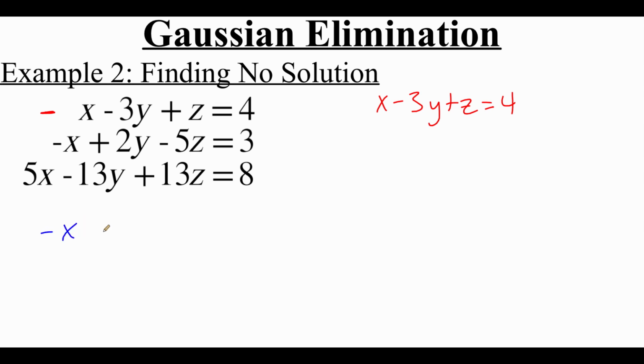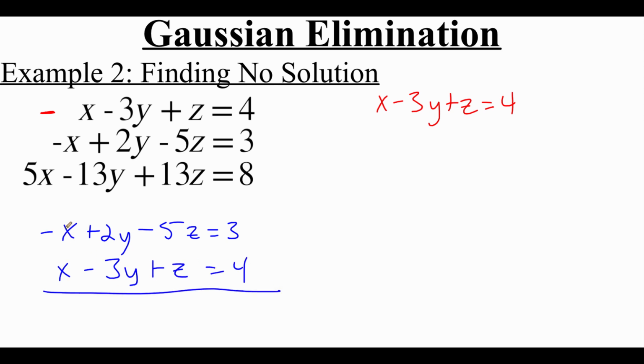Now we need to work with the negative x plus 2y minus 5z equals 3 equation. And I want to get rid of that negative x. Now to get rid of a negative x, we're going to need a positive x. And this top equation already has a positive x in the front. So we don't even need to do any multiplying. So we can just take that equation as it is and add that together with this equation. Now when we add these together, the negative x and the positive x are going to cancel each other out. The 2y and the negative 3y are going to give me negative y. The negative 5z plus z is going to give me minus 4z. And the 3 and the 4 should give us 7.